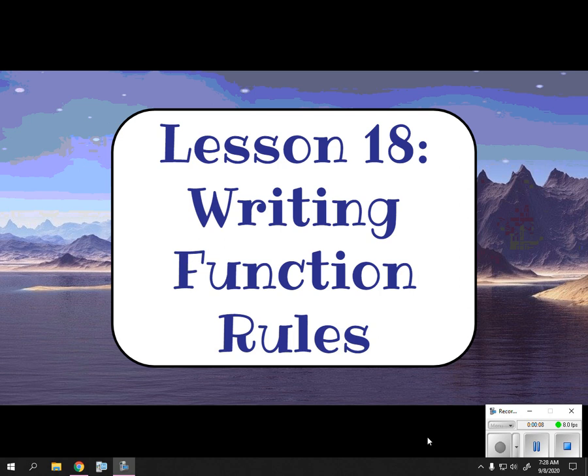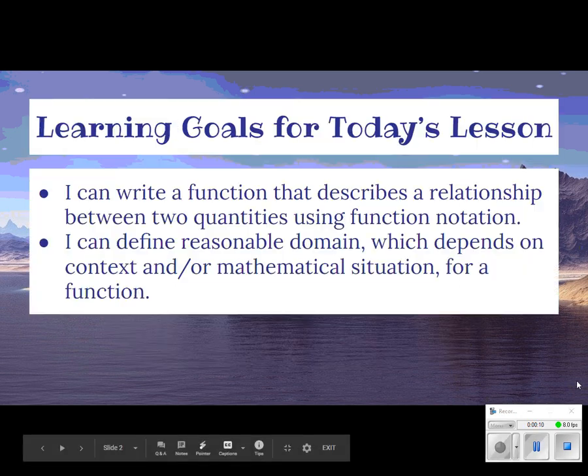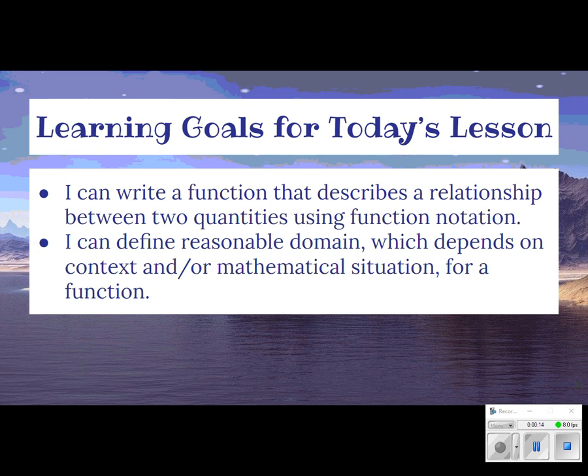We're writing function rules. Alright, so today the goal for the lesson is to be able to write a function that describes the relationship between two quantities. Using function notation, we're going to look at that from the aspect of a table and then also from the aspect of a word problem. And then I can define reasonable domain, which depends on a context. Again, it goes back to a problem, a story, or a mathematical situation for a function.